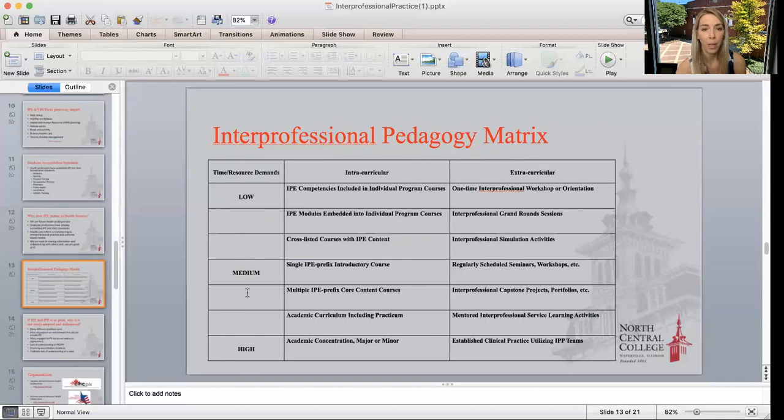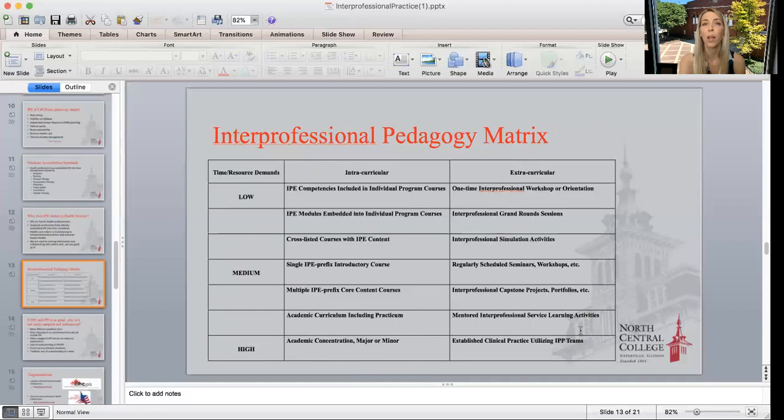So example for a medium here, maybe within the curriculum, you might take a single interprofessional prefix introductory course. So an actual course that is focused on interprofessional education. And that's all that the course is focused on. So that's a medium resource for time and demand. It's an actual course, but let's go up to maybe you've got an entire major that is focused on interprofessional education. Well, that's an extremely high demand on you. So you can see the difference there.